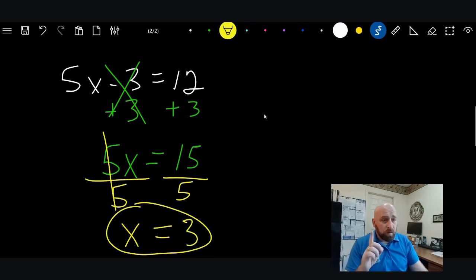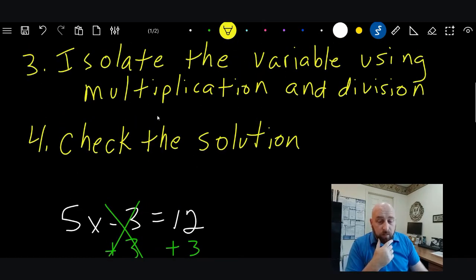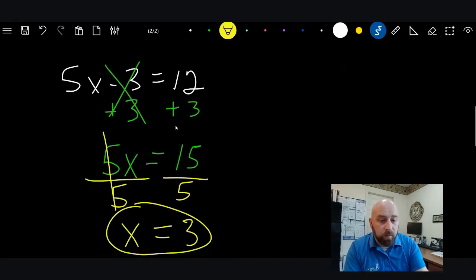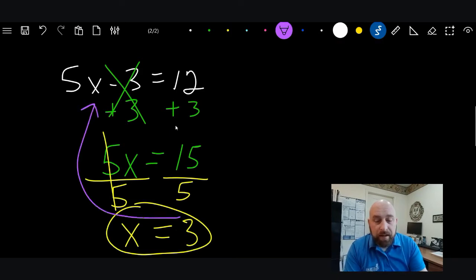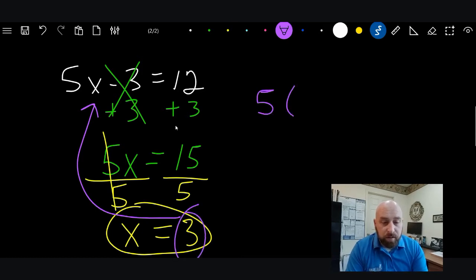Now, we're not done yet, unfortunately. We have to go back and say, oh, there's a step 4. Check the solution. How do you check the solution in algebra? Well, you take your answer and plug it back in, you substitute it for the variable in the original problem. So instead of 5x, we're going to have 5 times 3 minus 3 equals 12.